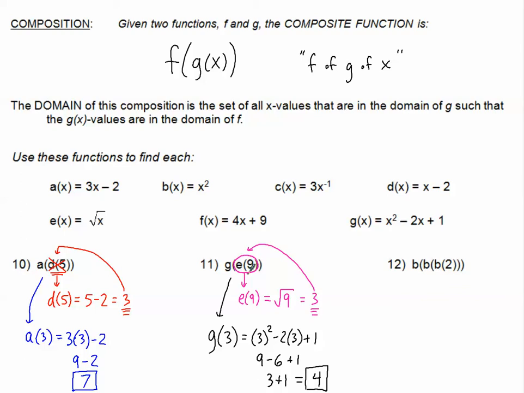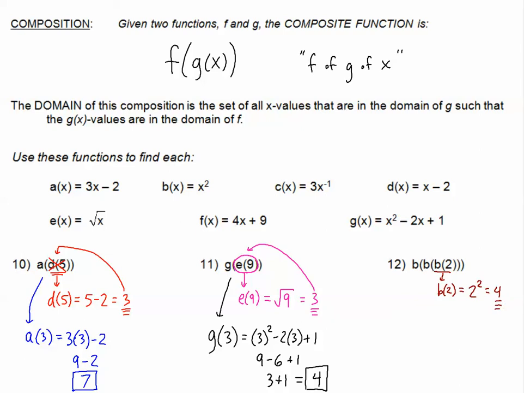You don't always have to deal with two functions. How about this one? B of B of B of 2. Oh my goodness. That's fine. Just work inside out. I'm going to start with the very innermost b of 2, and let's see what that is. So b of 2. Let's see what the b of x function is. It just says x squared. That's cool. I'm going to take my input and I'm going to square it. So b of 2 becomes 2 squared, which is 4.